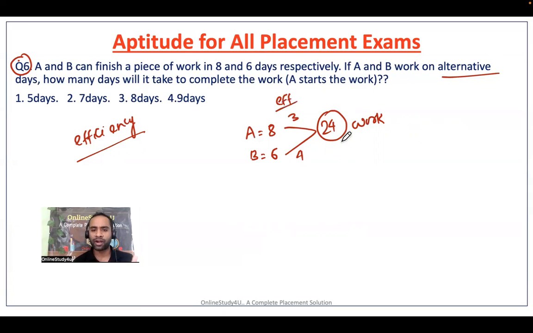Okay. Now, what happens, friends? Please try to understand. A and B work on alternative days. It means today A is working, then tomorrow B, then A, then B, then A, then B, like this. It keeps happening.